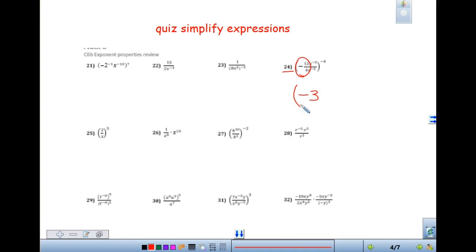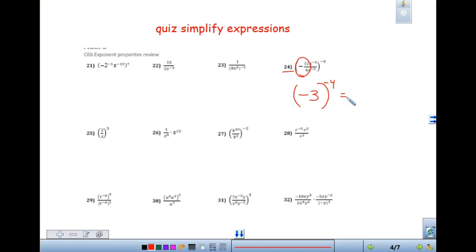What's x to the negative 5 over x to the negative 5? X to the 0, and x to the 0 is? 1. So do we have to put the x's there? No. So this is negative 3 to the negative 4. Please do that right now on your paper. People are making it way harder than they had to.